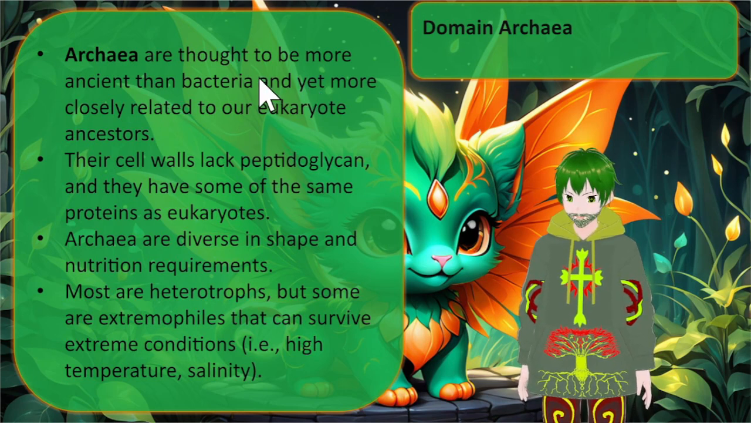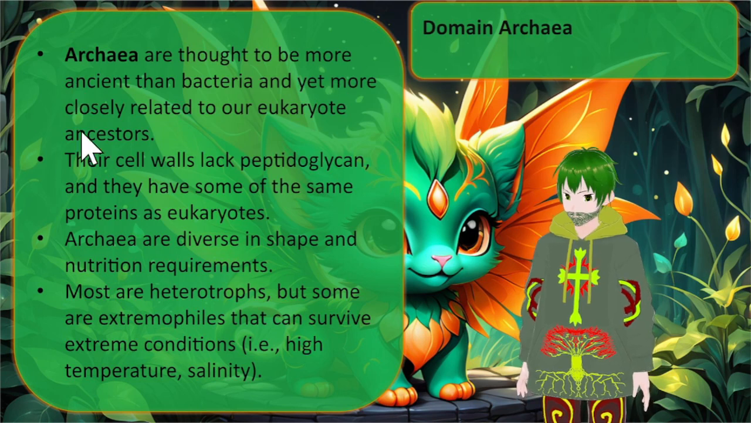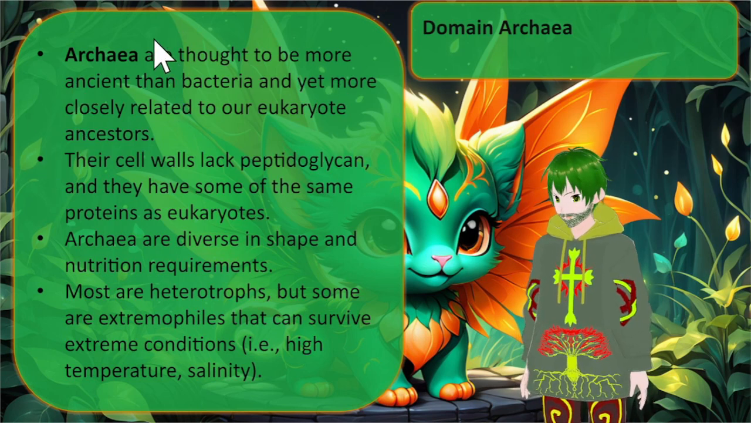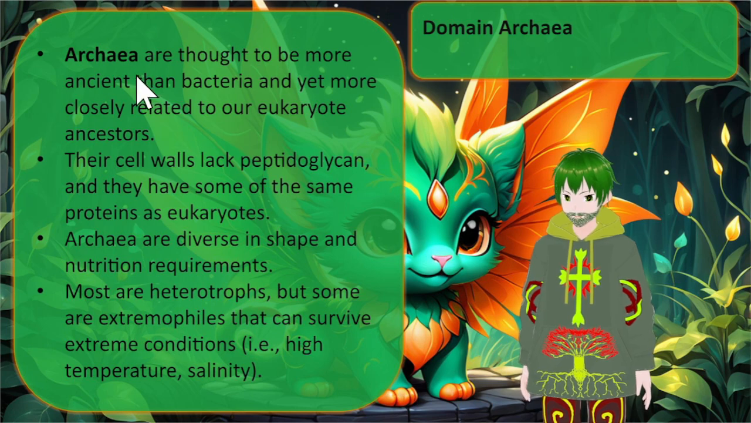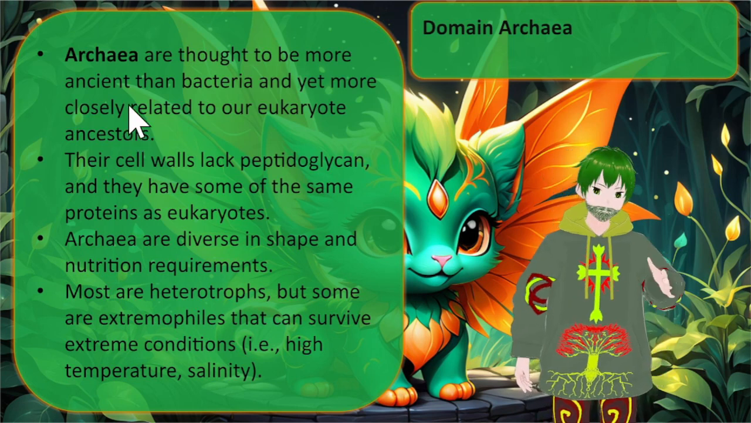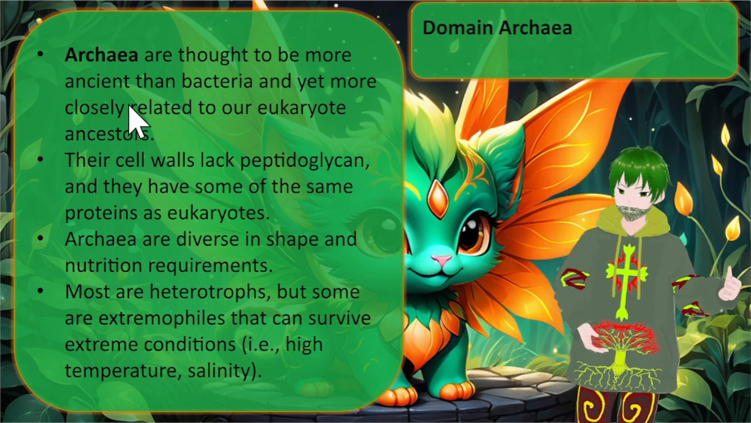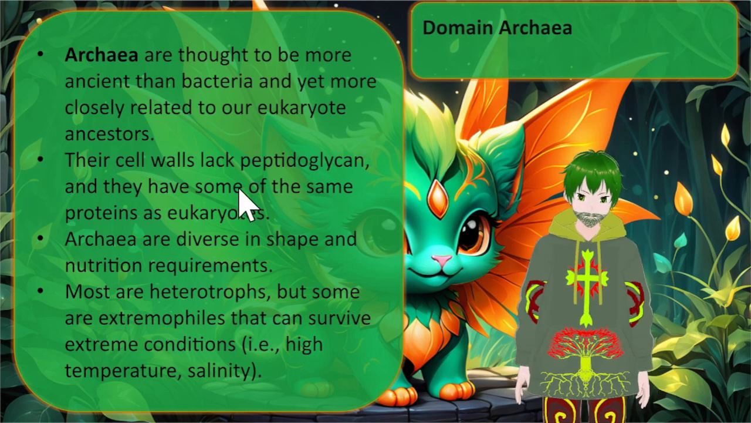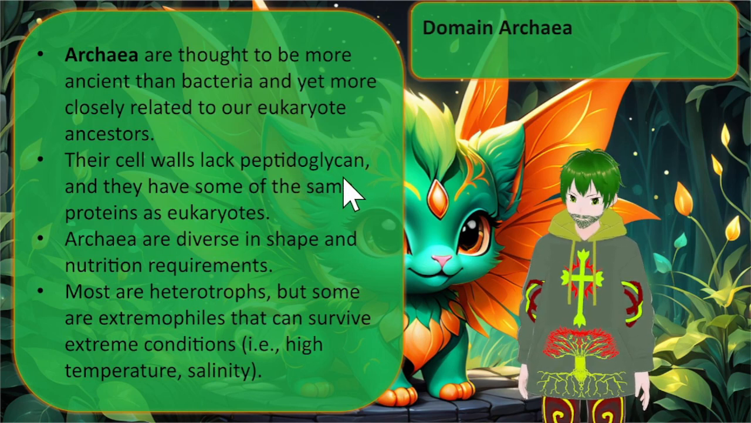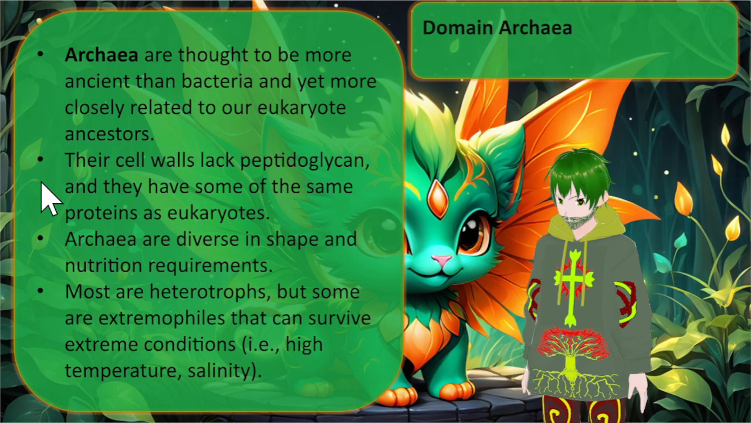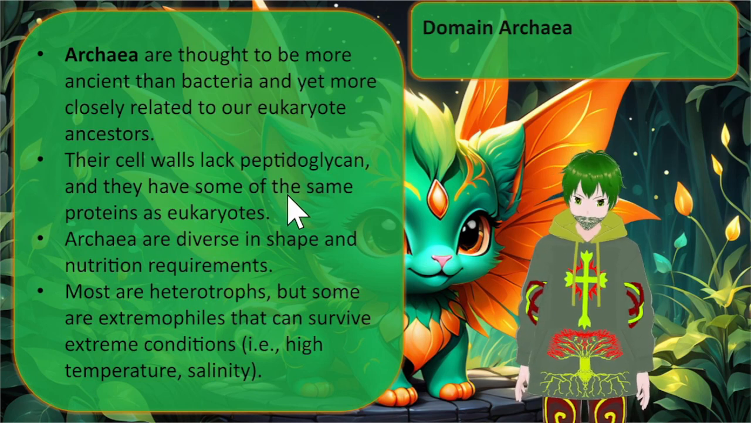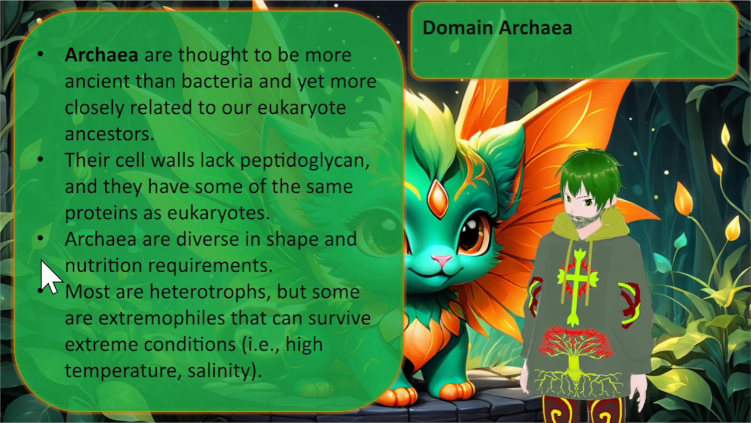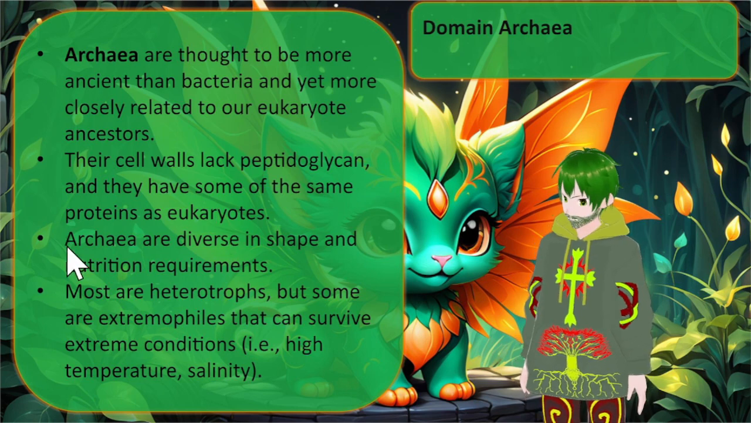Archaea are thought to be the precursor organisms that eventually gave rise to eukaryotes. So bacteria evolved into archaea, and archaea evolved into eukaryotes, is what's presently thought. Will that change in the future? Maybe, maybe not. But for right now, that's where science is. They have cell walls which lack the protein peptidoglycan that can be found in some bacteria, and they have some of the same proteins as eukaryotes.